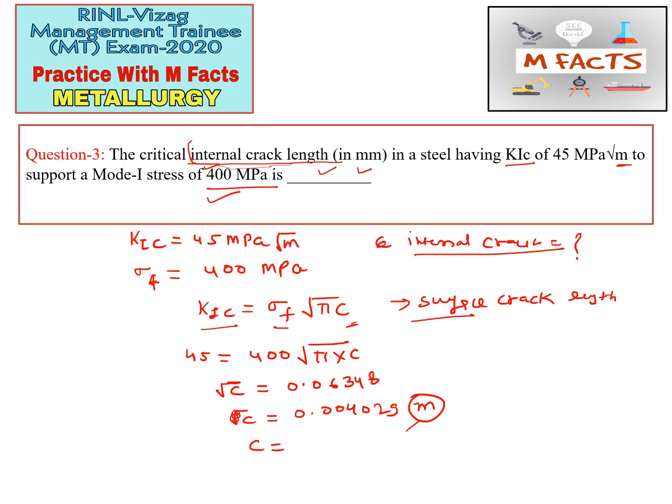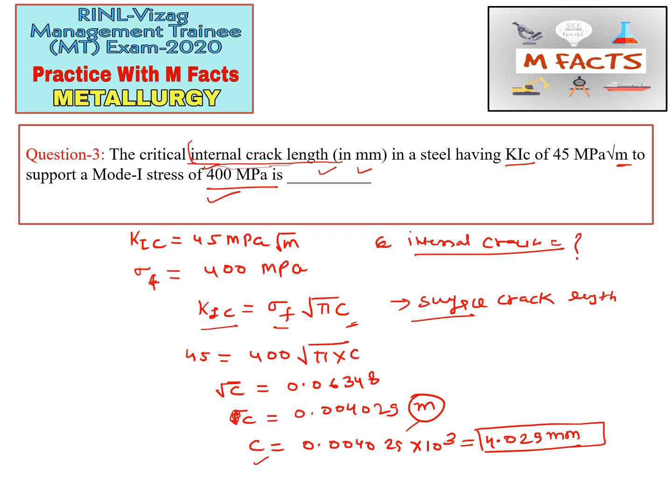This C value can be changed into millimeters by multiplying by 10 to the power 3, or 1000. We can change meter to millimeter by multiplying it by 10 to the power 3. So this is simply unit conversion. Okay, so this will come in mm. So this is 4.029. This is the C value.